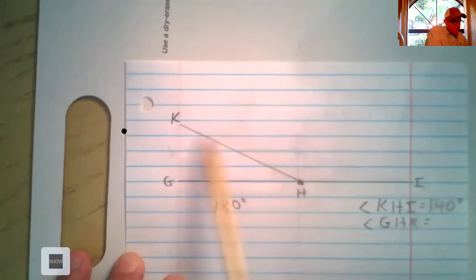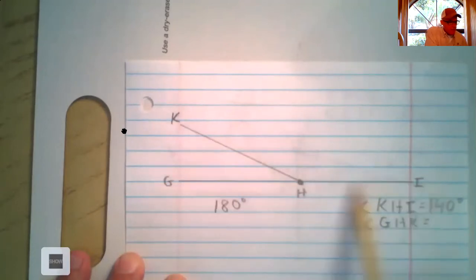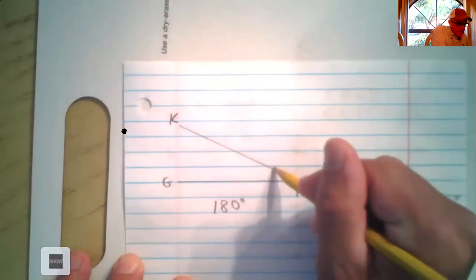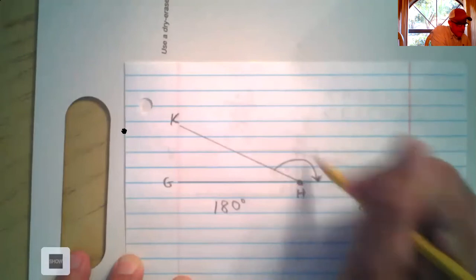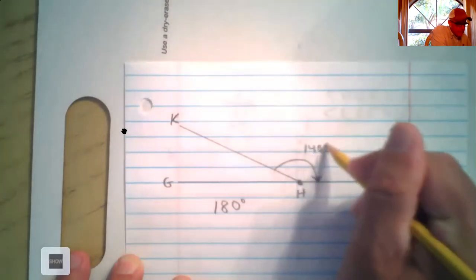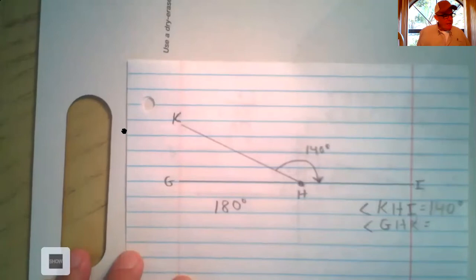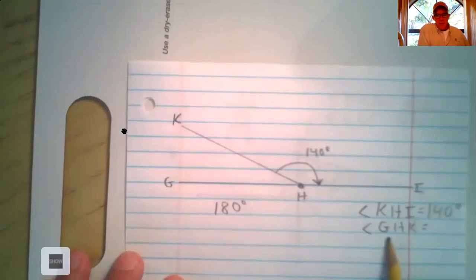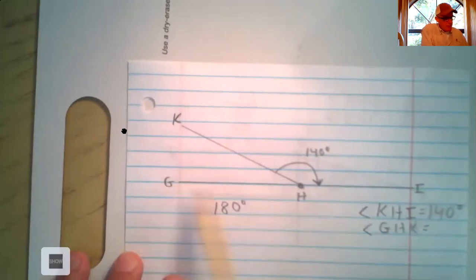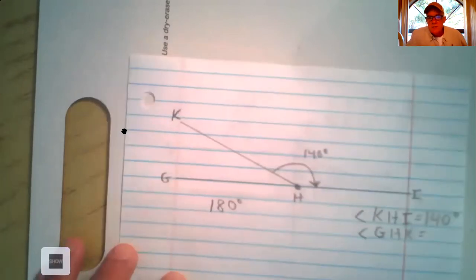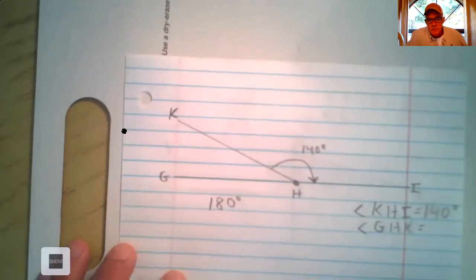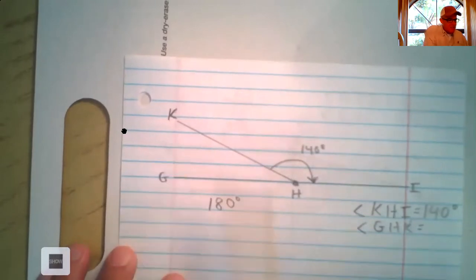So we're talking about this huge obtuse angle right here. And this angle, KHI, is 140 degrees. What we want to know is the measurement for GHK. Well, we know that our straight angle is 180 degrees. We know that angle KHI is 140 degrees.